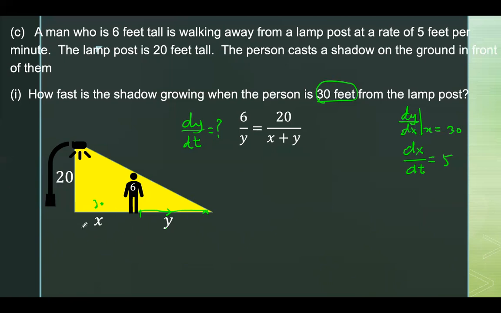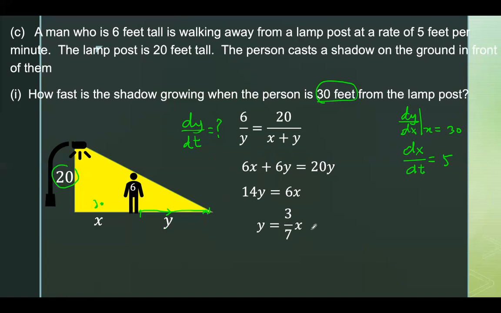20 is the height of the lamppost, which corresponds to the distance of the man from the lamppost, x, plus the shadow in front, y. So it's x plus y. You will get 6x plus 6y equals 20y. Then you have 14y equals 6x. Therefore, y equals 3 over 7 x.